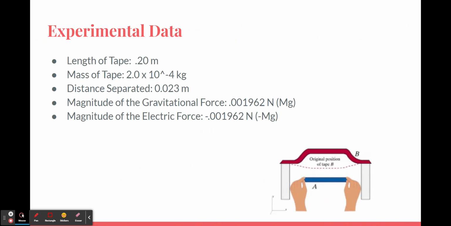Now the experimental data we got from lab 1 is shown here as well. Take key note of the fact that gravitational force and electric force are the reverse of one another. This deals with Newton's third law.